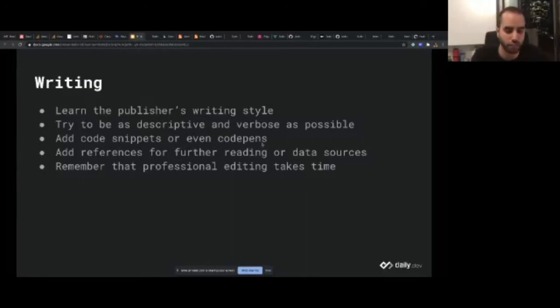Like if I'm explaining about React hooks, I can put a snippet of an example of a hook, or even a playground, so they can change the code, try it out, whatever makes it more clear for the reader to understand what I'm saying in the article.